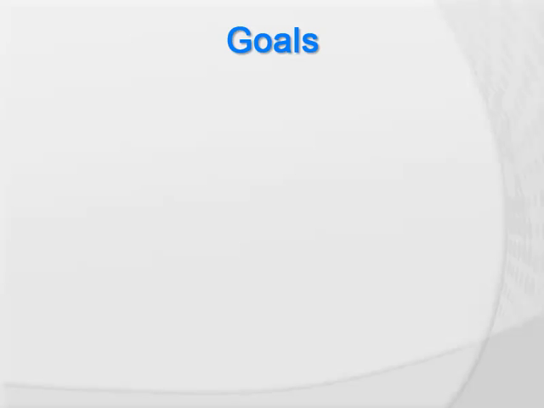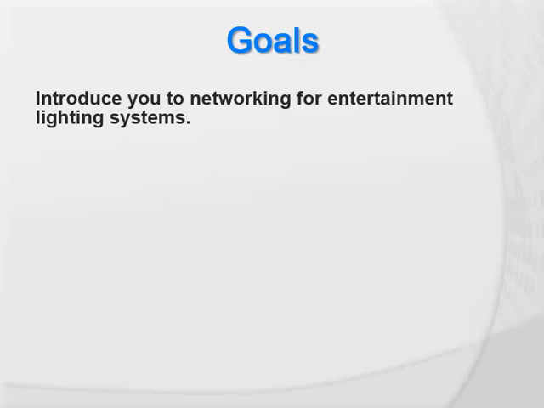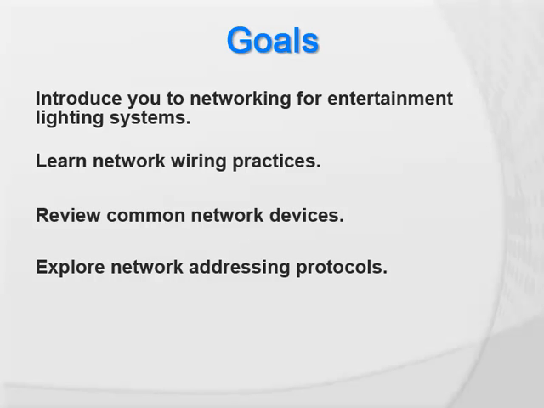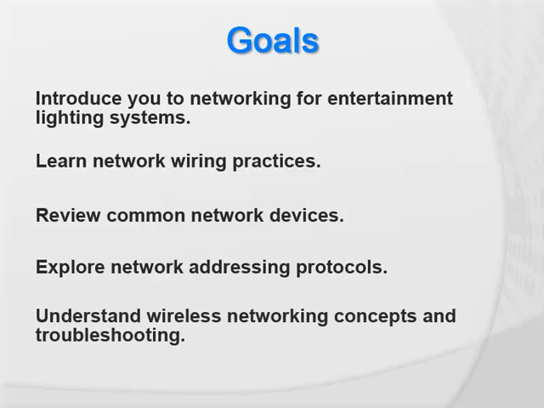The purpose of this class is to give you an introduction to computer networking for entertainment and architectural lighting. We'll first take a look at the wiring and connections that are used by ETC and throughout the industry. Then we'll examine a few of the components that are used for a lighting network. We'll discuss network addressing and the methods that ETC uses for addressing network components. And lastly, we'll delve into wireless communication and talk through network troubleshooting.